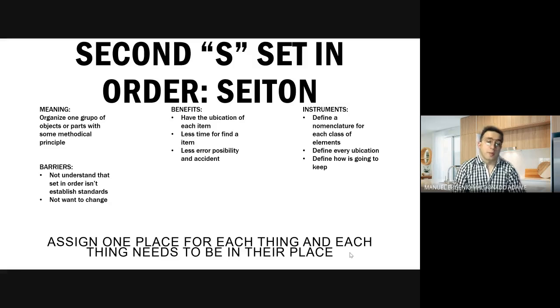We're going to have less time to find the item, and maybe less possibility of error and accidents. The instruments that we're going to use are to define a nomenclature for each class of elements, define every application, and define how it's going to be kept. The barriers of this S are not understanding the order, standards not being established, and resistance to change.